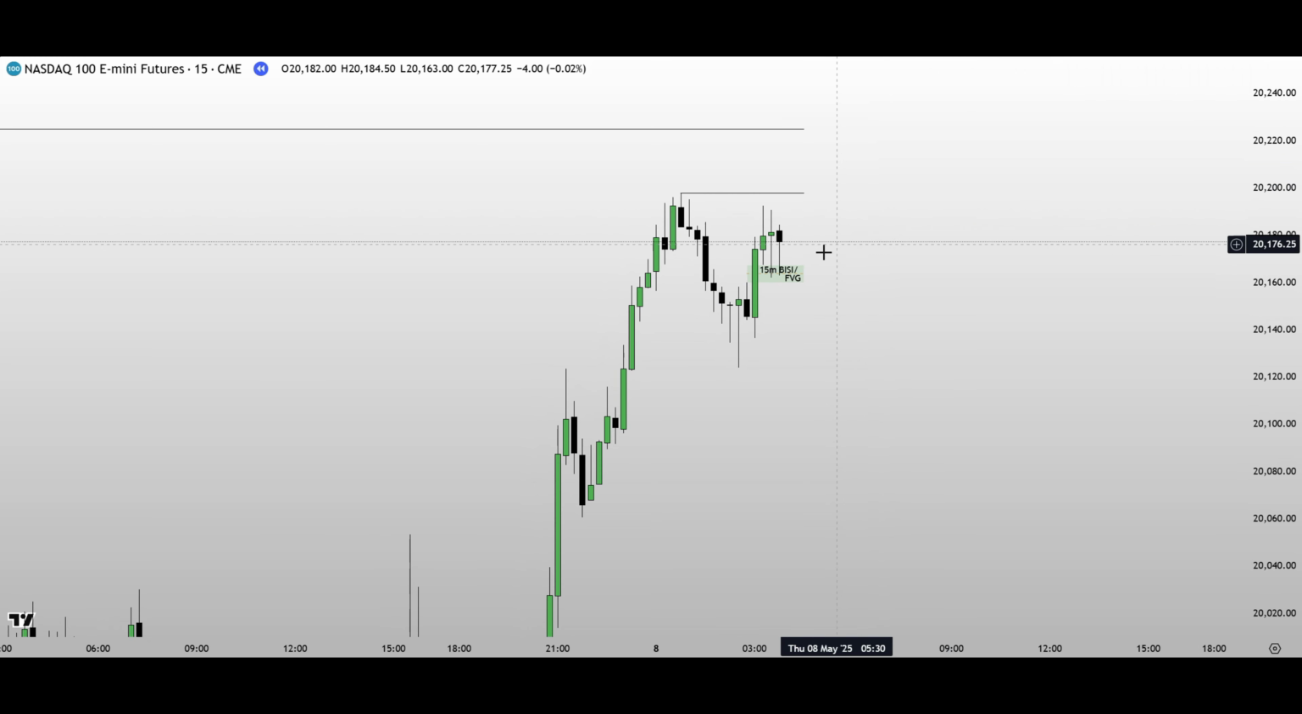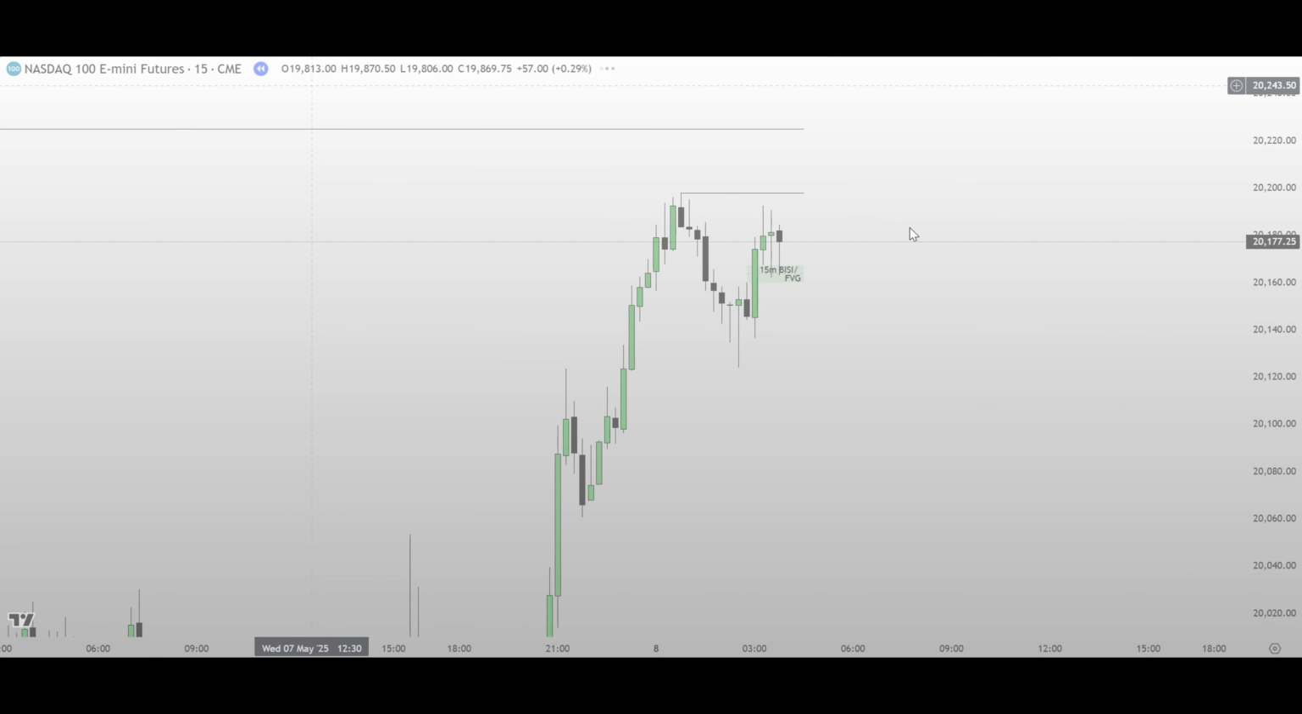So we're going to look and say, okay, do we get a setup within this rebalance that can give us a potential move to the upside? Why? The 1 hour is bullish, the 15 minute is consistent and bullish, and we're going to look on the 1 minute to see if we have the extra confirmations for a move to the upside.